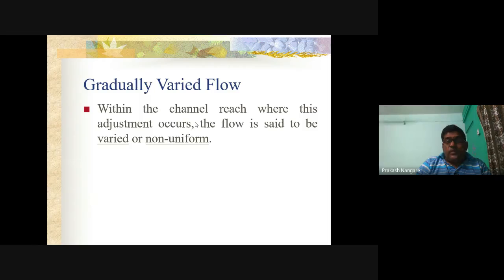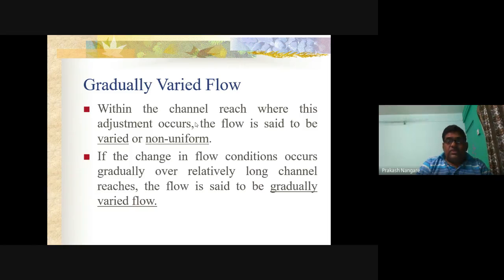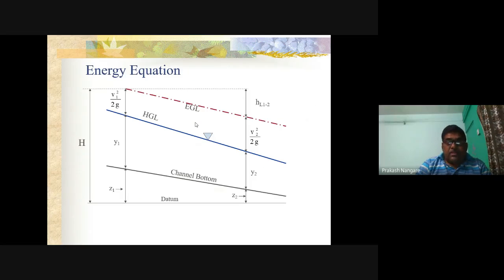In gradual varied flow, within the channel reach where this adjustment occurs, the flow is said to be varied or non-uniform flow. If the changes in the flow conditions occur gradually over a relatively longer distance, then the flow is said to be gradually varied flow. Then let us see the diagram.